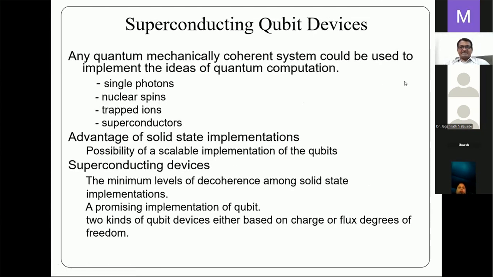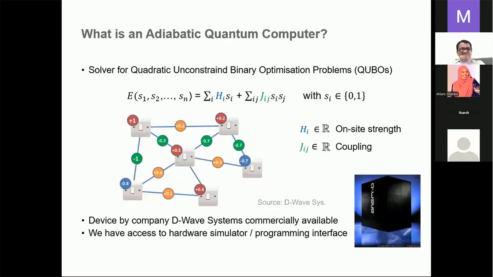Anyway, the next is the basics. We'll touch on superconducting qubit devices. Any quantum mechanically coherent system could be used to implement these ideas of quantum computation. It can be single photons, nuclear spins, trapped ions. Already we talked about it, but each has its own advantages and disadvantages. It is basically designed for unconstrained binary problems, which generally go into the category of NP-hard.